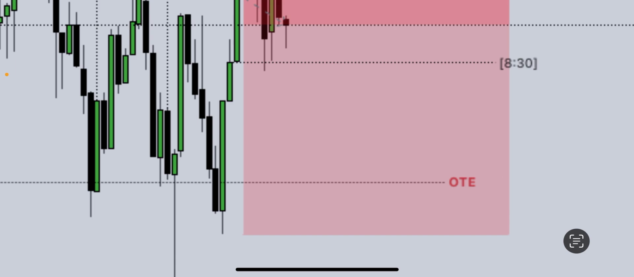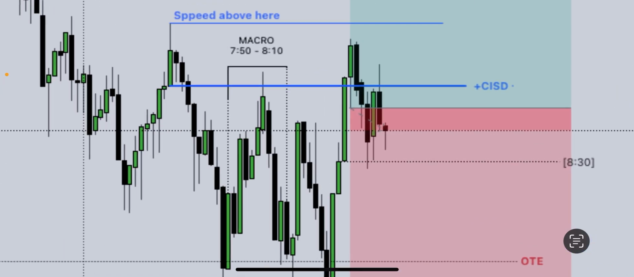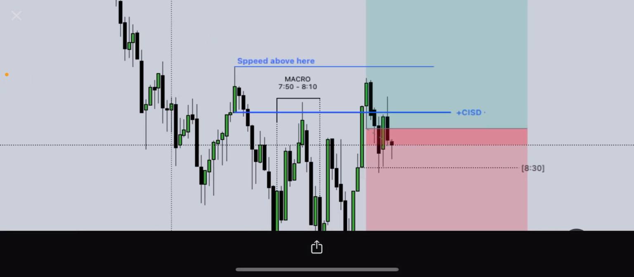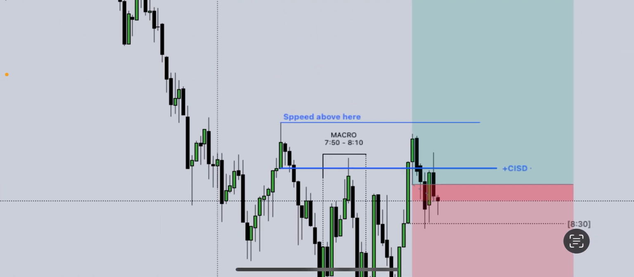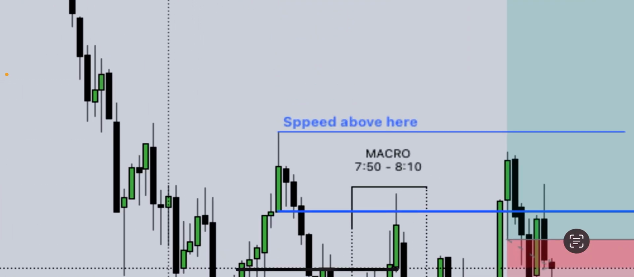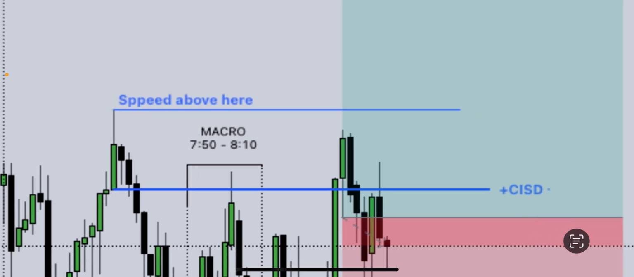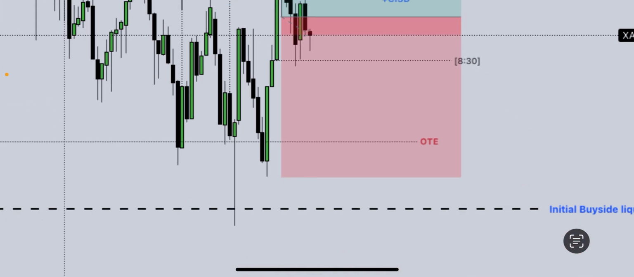This is the OTE of the London range, and then I saw that fair value gap, we went long right there. We have 7 o'clock here, which is the pre-market range highs. So this is the high I was eyeing, and I wanted to see a bullish close, a strong close above that, you know.